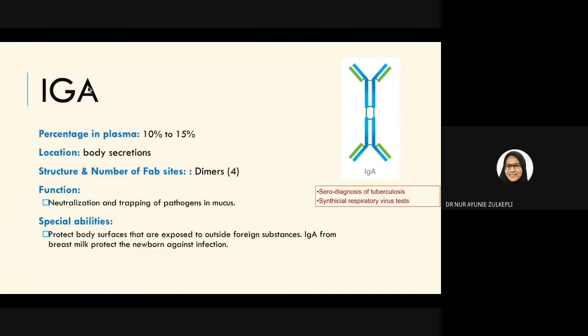So how about IgA? It accounts for 10 to 15% of plasma, and it is a body secretion, and it is in the form of a dimer. It is a dimer of two monomers with 4 Fab sites. So please remember the structure, so that when I give you one picture of an antibody, you will be able to recognize it easily. It functions in neutralization and trapping of pathogens in mucus, and has the special ability to protect body surfaces that are exposed to outside foreign substances. IgA from breast milk will protect the newborn against infection.